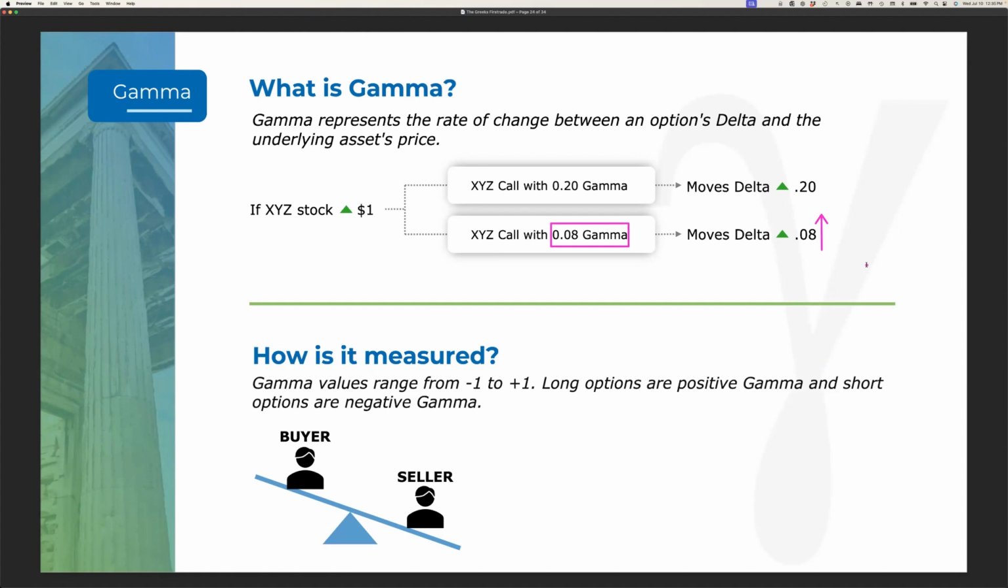So, for those of you that have studied calculus, gamma is basically a second order derivative. Delta is the first order derivative. Gamma is the second order derivative. If you have no idea what I'm talking about, that's okay. It's not really that important.